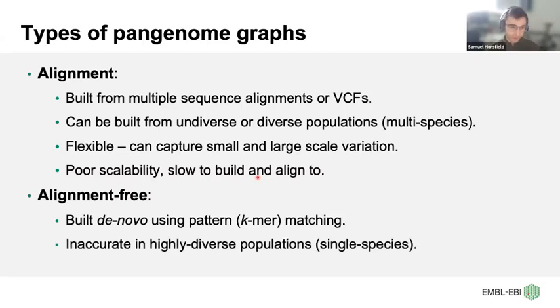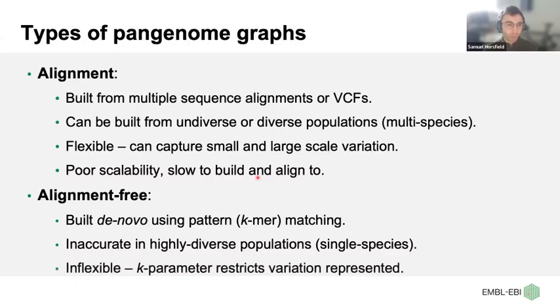The main issues with using alignment-free methods are that they become inaccurate in highly diverse populations. Because k-mer matching becomes less likely, you're less likely to match k-mers when the two genomes you're trying to match have more diversity between them. They have fewer shared k-mers. And so, in my opinion, you should only be really using alignment-free methods when you're looking at a single species population. They're also less flexible than alignment graphs.